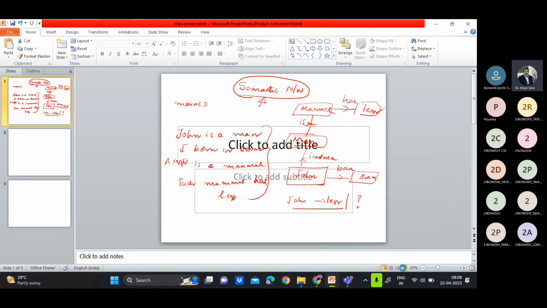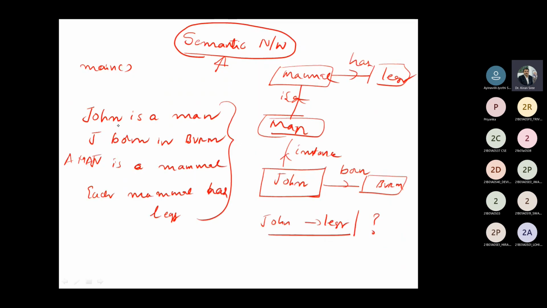See, I have a statement saying that John is a man, and I have a statement saying John was born in Bhimavaram, and a man is a mammal, and each mammal has legs. So, does John possess legs? Is it right or wrong? Right, sir. Right. So, how do you say it is right? When there is a path from John to legs, I say that inference is right.